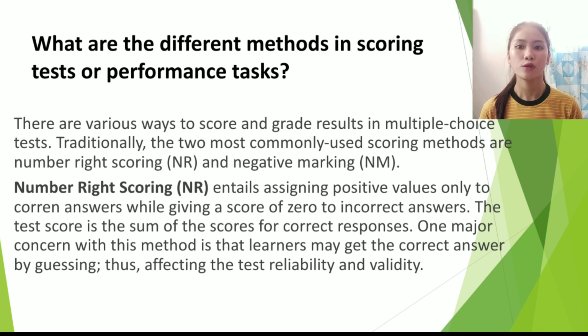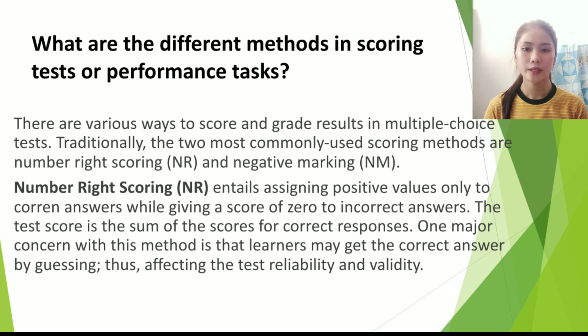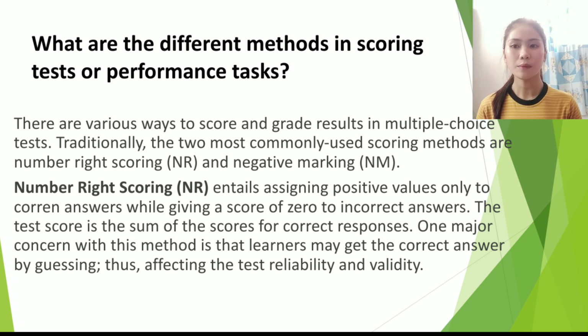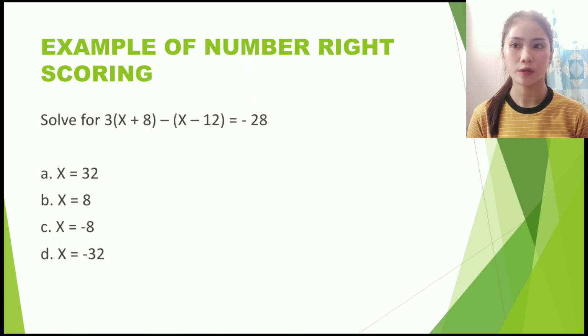What are the different methods in scoring tests or performance tasks? Traditionally, the two most commonly used scoring methods are number right scoring and negative marking. Sa number right scoring naman, may point 1 sa mga correct na sagot habang nagbibigay ng marka ng 0 sa mga maling sagot. Ang marka ng pagsusulit ay ang kabuuan ng mga marka ng mga tamang sagot. Example of number right scoring.